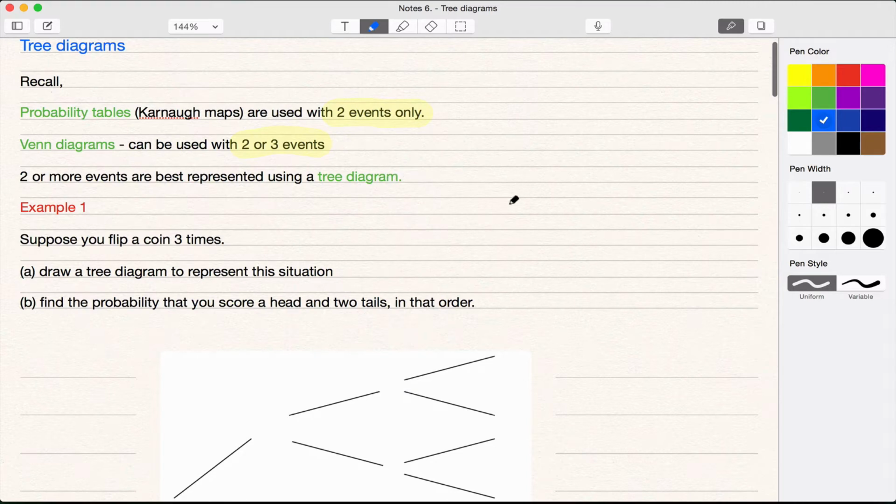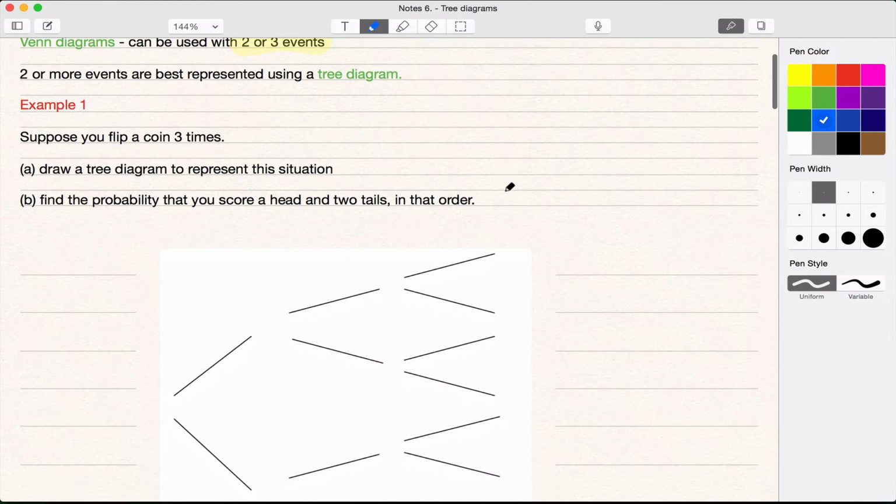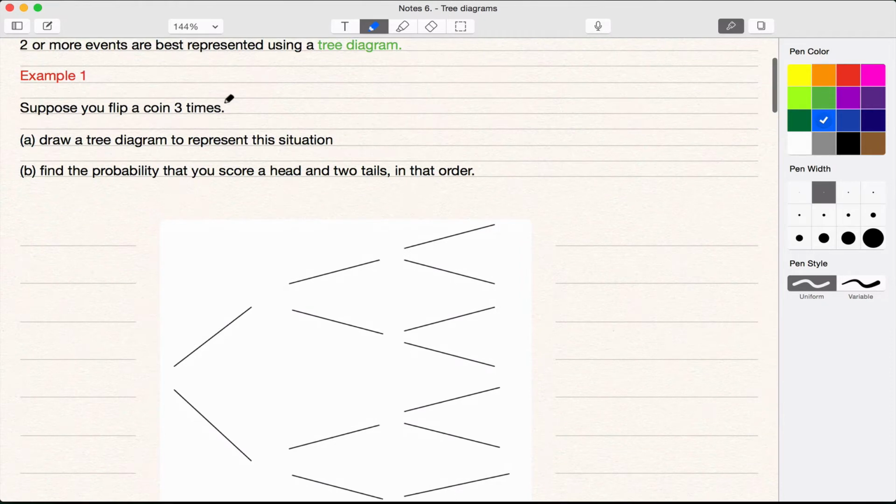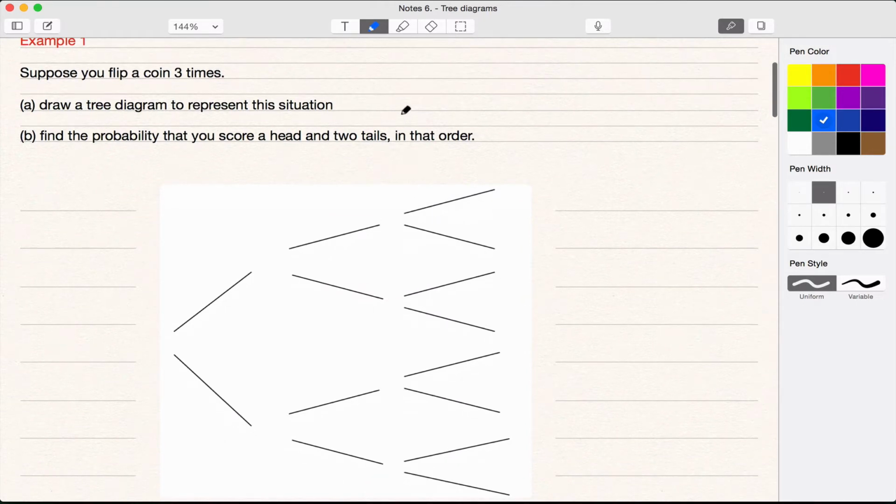and they can be shown using a tree diagram. Our first example here: suppose you flip a coin 3 times. Question A says draw a tree diagram to represent the situation, and B is find the probability that you score a head and 2 tails in that order. So when you're drawing your tree diagram, you want to start with your first event option. So this up here, we're going to label the events, and in this example, it's flips of a coin.